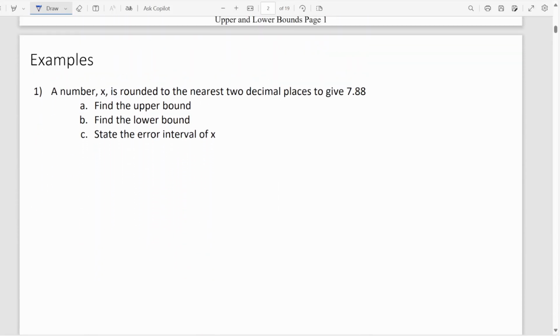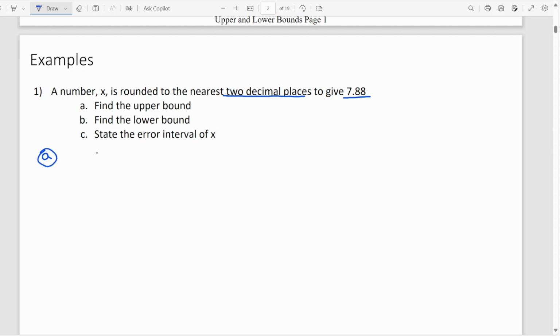Okay, so a number x is rounded to the nearest 2 decimal places to give 7.88. A, find the upper bound. B, find the lower bound. And C, state the error interval of x. Okay, so let's go ahead and start with A.